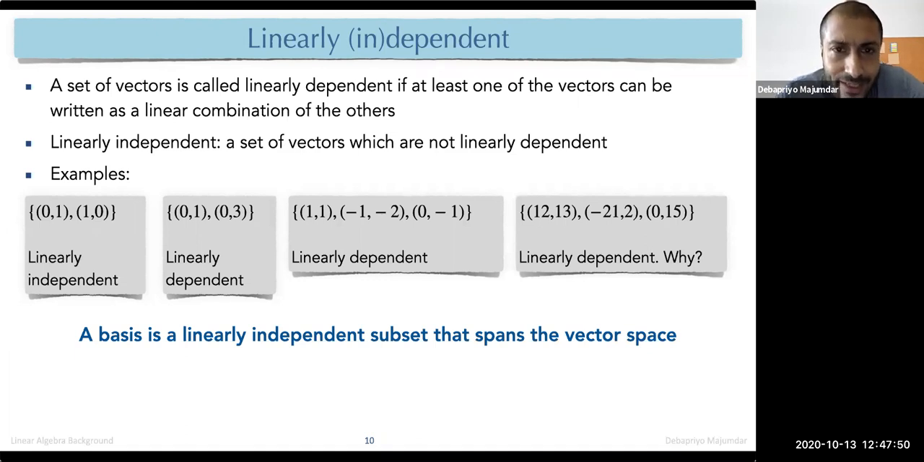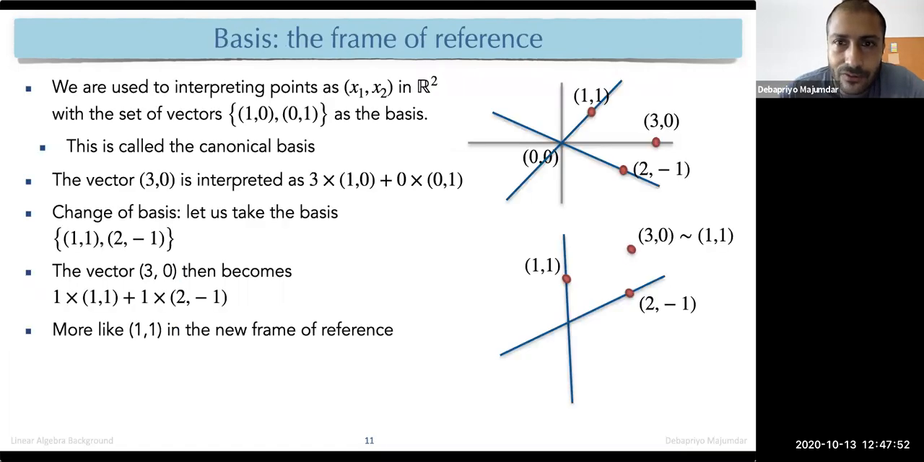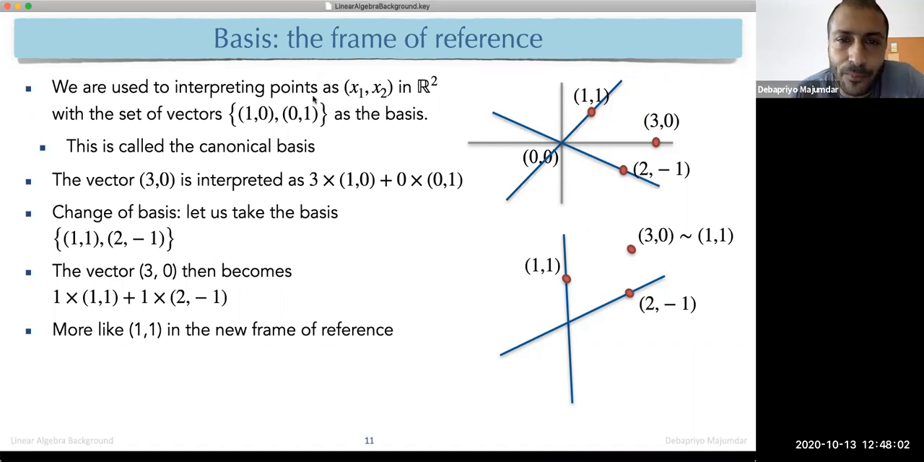So these are all standard linear algebra. Now, this is the important thing that you may not have seen before. Let's say we are used to interpreting the points as (x1, x2) in R2, right? Where the set of vectors (1, 0) and (0, 1) are the basis.